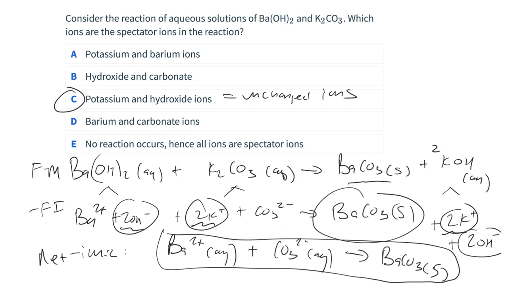So that would be the net ionic if we wanted that. So just kind of a reminder on writing reactions.